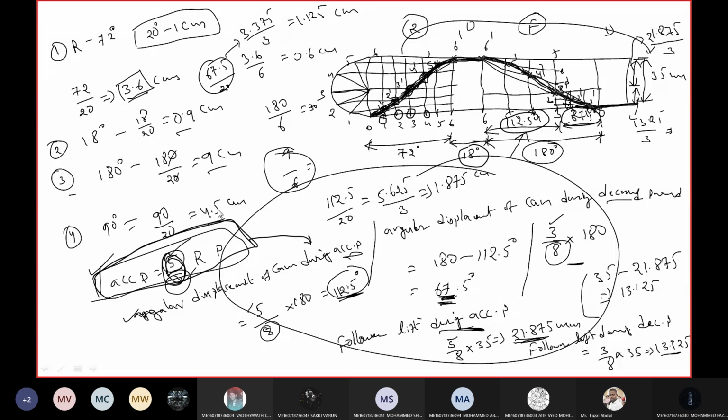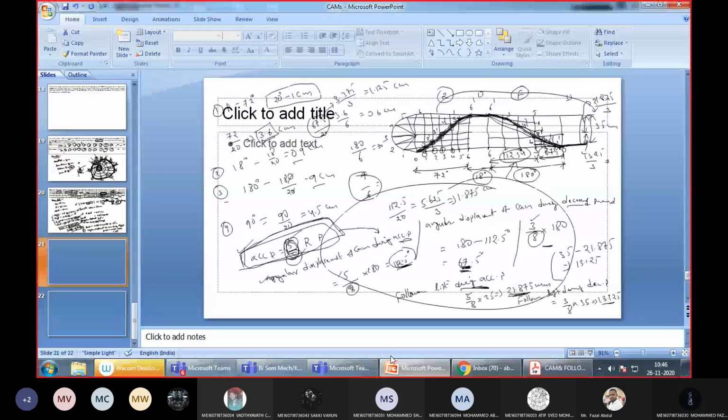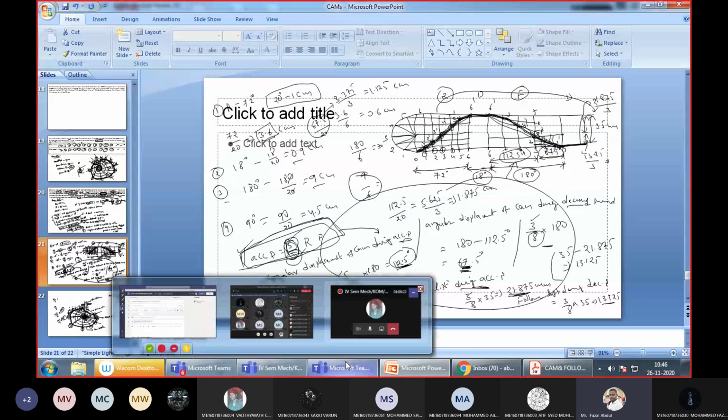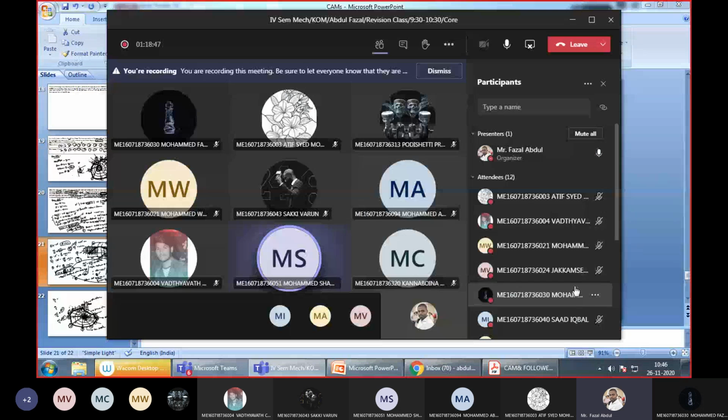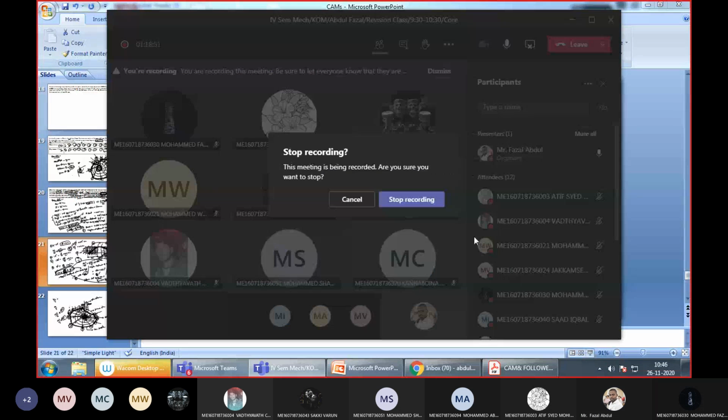Sir, that condition will be applied for which motions? I mean, only ascent or descent? How should we understand, sir? That condition is applied only for uniform acceleration and retardation, not for others.